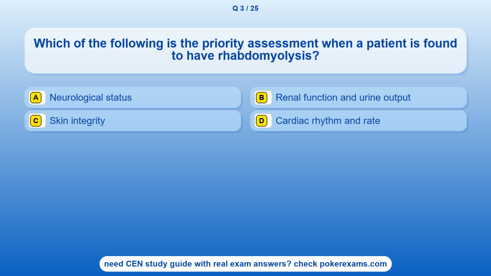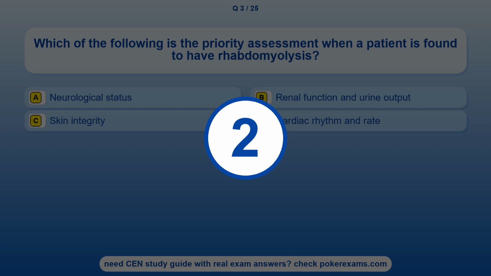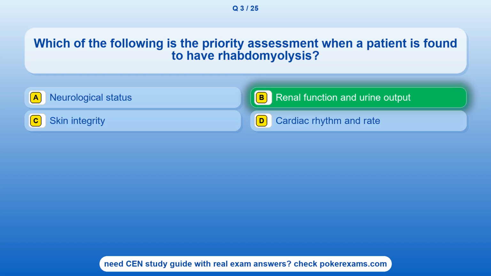Question 3. Which of the following is the priority assessment when a patient is found to have rhabdomyolysis? Option A. Neurological status. Option B. Renal function and urine output. Option C. Skin integrity. Option D. Cardiac rhythm and rate. The correct answer is option B. Renal function and urine output.